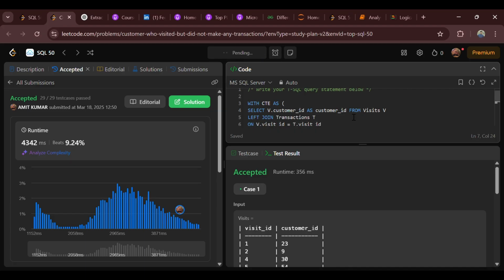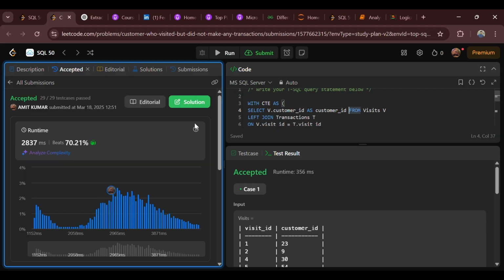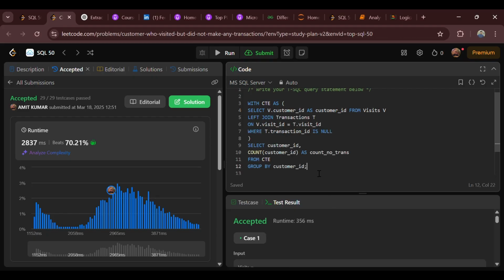Now let's submit. I hope this time we will be able to beat more. See, we are beating 70% of people. So just by twisting this code and using a CTE, we were able to beat almost 60%, because that time it was 9 point something, and as of now it is 70%.